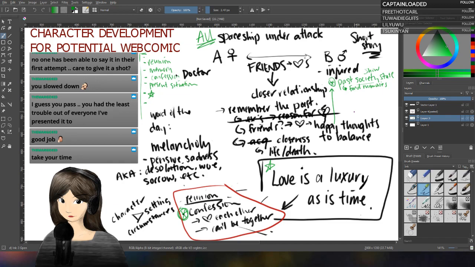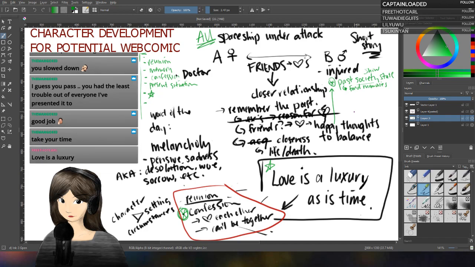Yeah, I want the love is a luxury, as is timeline. I want that to be kind of an ending thought to the short story.